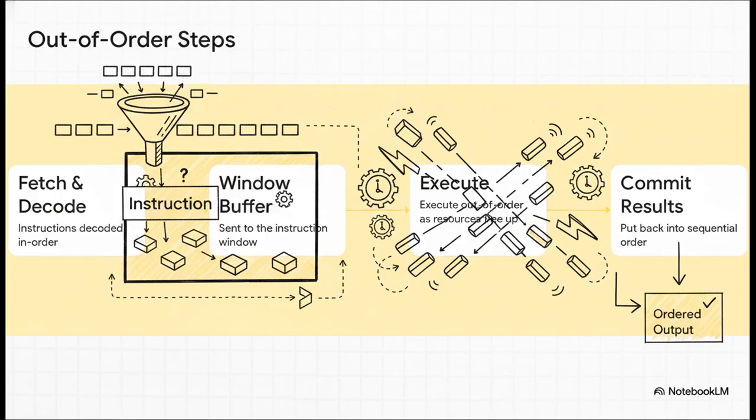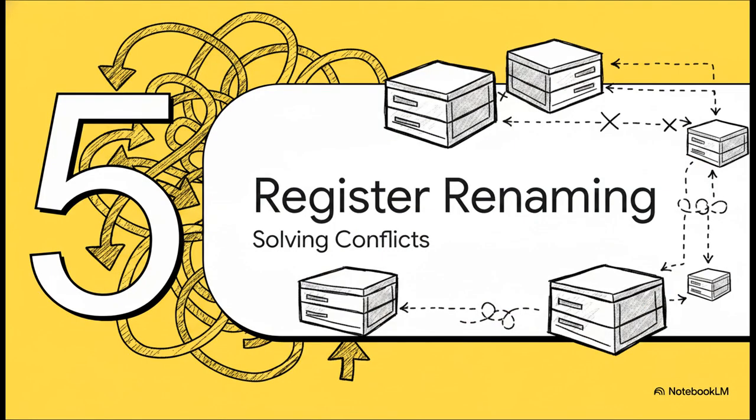If an instruction is stuck waiting for a part, the processor doesn't just throw its hands up and halt. It actively searches for a later instruction in the window that is ready to go, and it executes it immediately, totally out of order. Finally, in step 4, it takes all those chaotic results and neatly commits them back into the correct original order. Which naturally leads us to Section 5, register renaming magic, solving storage conflicts.